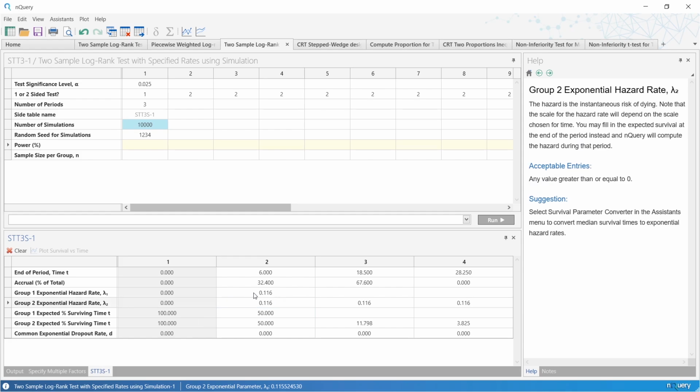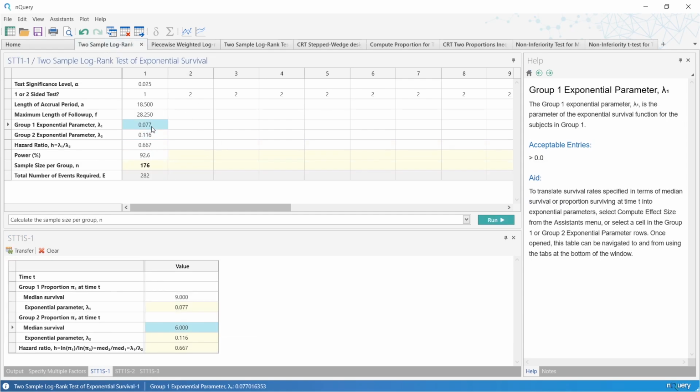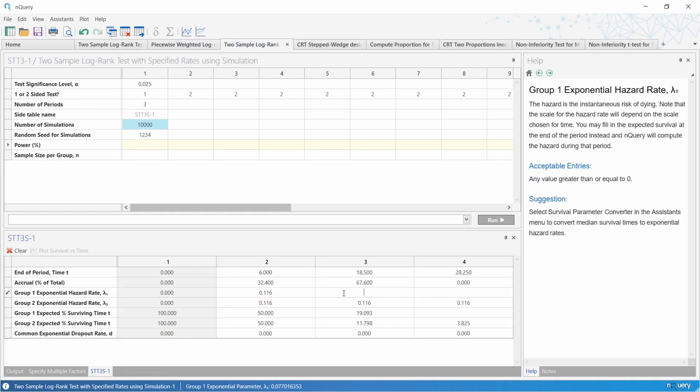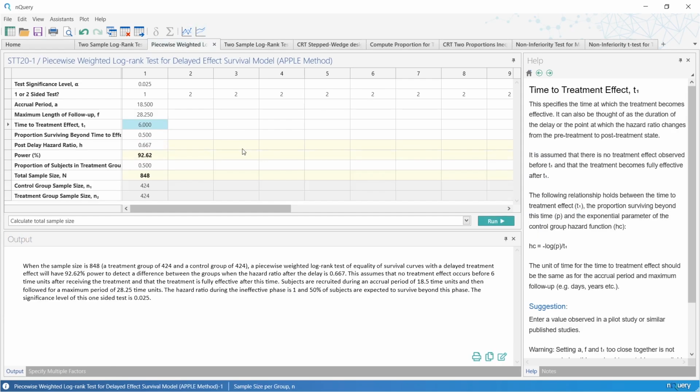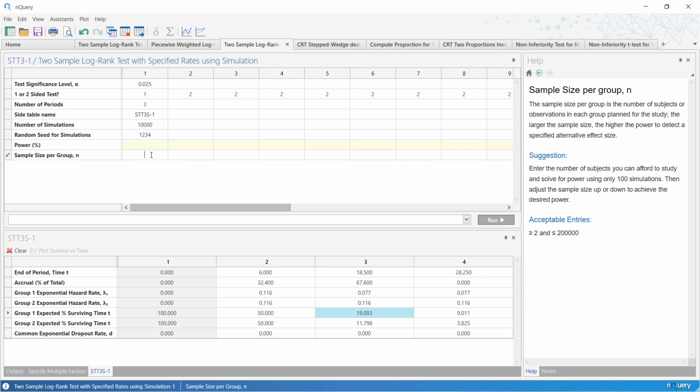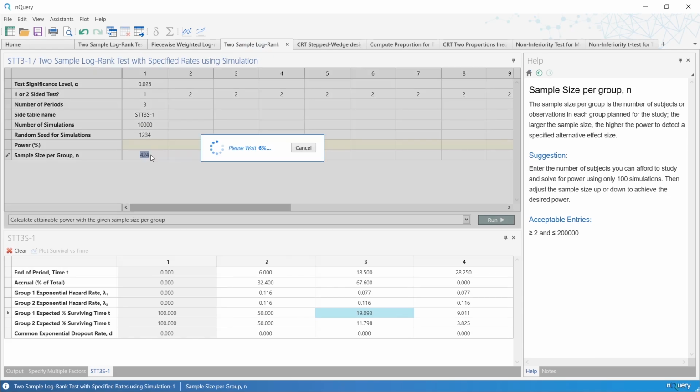But in the group 1 row, the treatment group, for the first 6 months, it's the same. But for the subsequent 2 months, it reverts to what we expected in the original design: this hazard event rate of 0.007, a median survival of 9 if we started from the beginning. Let's just enter that here. And then let's put in our sample size of 424 per group and see what power we would have got.